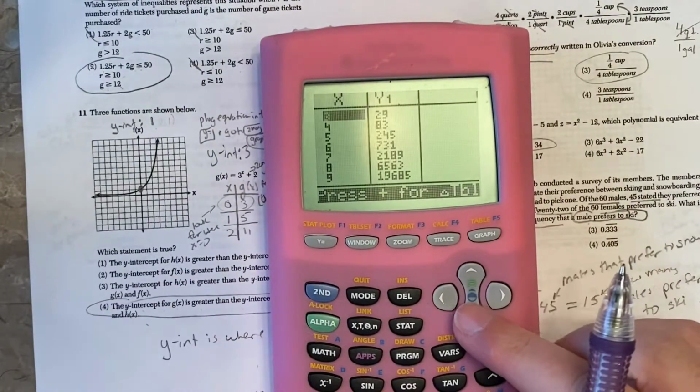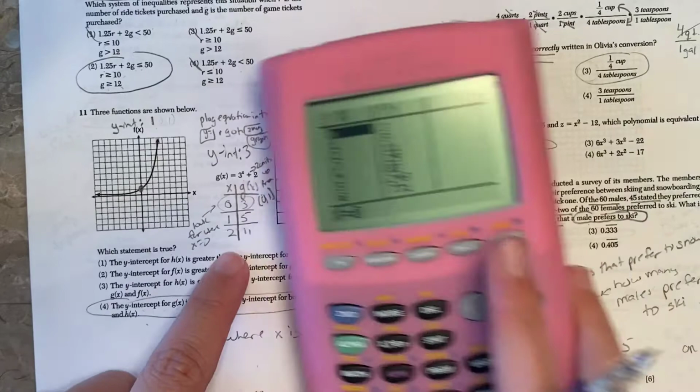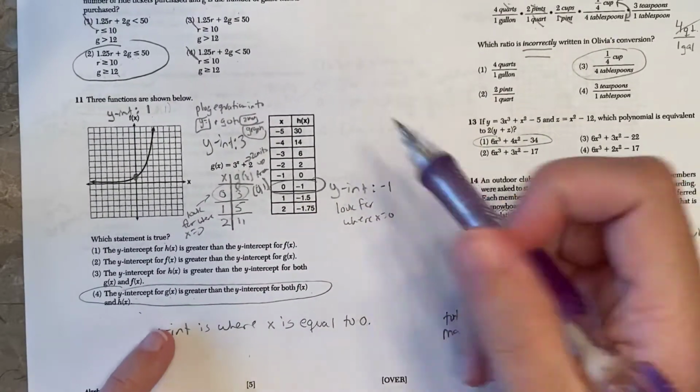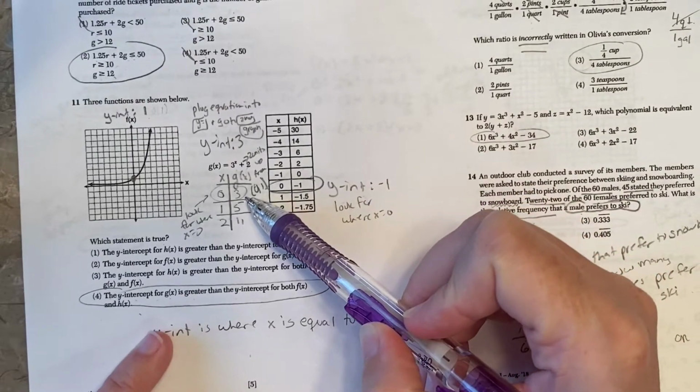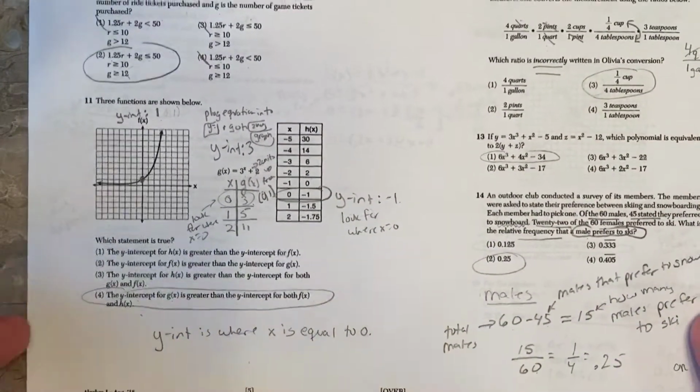But if you go to the table, you basically just look for where x is 0, and x is 0 at 3. So this y-intercept is 3. And this one is already done for us. It is -1. So g of x, which is 3, is bigger than 1 and bigger than -1. And that's why it is choice 4.